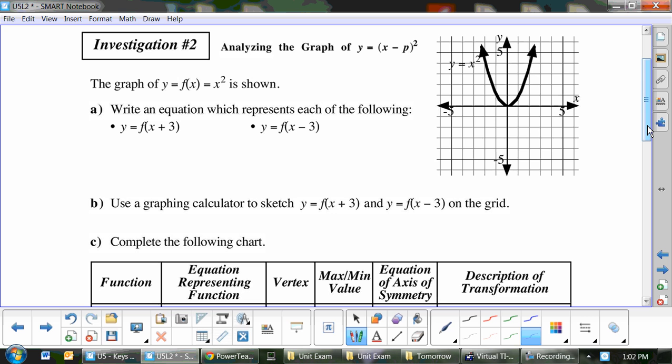Okay, so here we have f(x plus 3). Whatever is inside of these brackets can substitute for x. So here we're going to have y equals (x plus 3) squared. Just like that, because it's squared here.